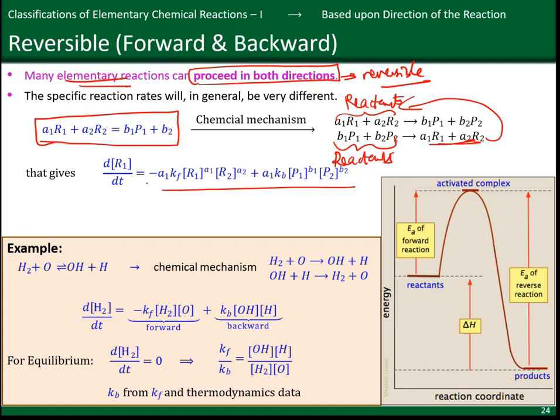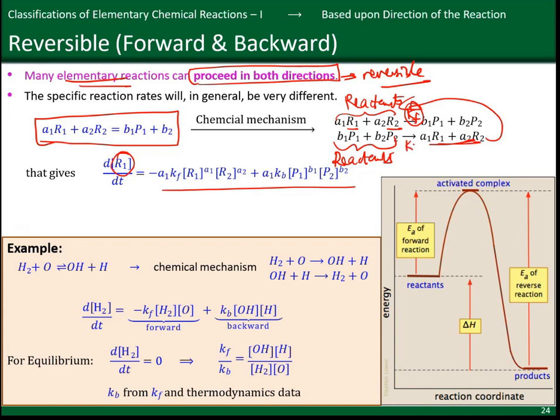Okay. So for the first direction, for Kf, for the forward direction, R1 and R2 are the two reactants. Okay. And the rate of the reaction, the rate of the consumption, rate of change of this reactant R1 is going to be minus A1 times Kf times R1 raised to A1, R2 raised to A2. Okay, simply indicating the dependence on the reactants for that particular reaction.